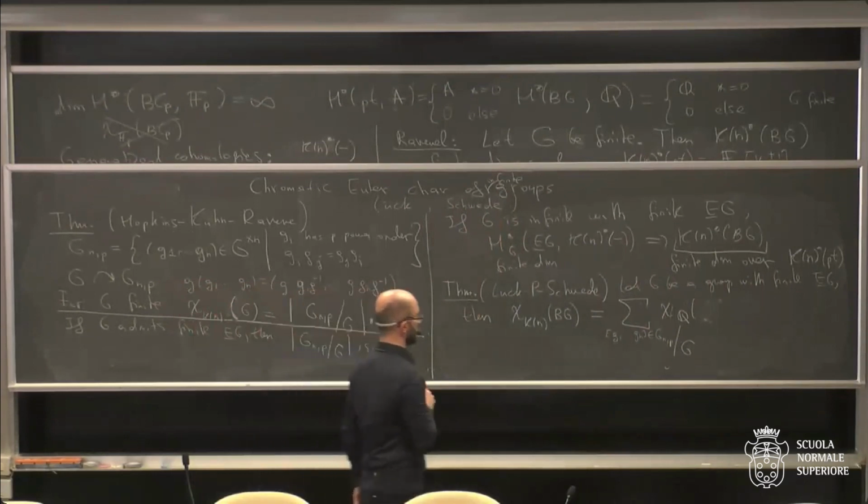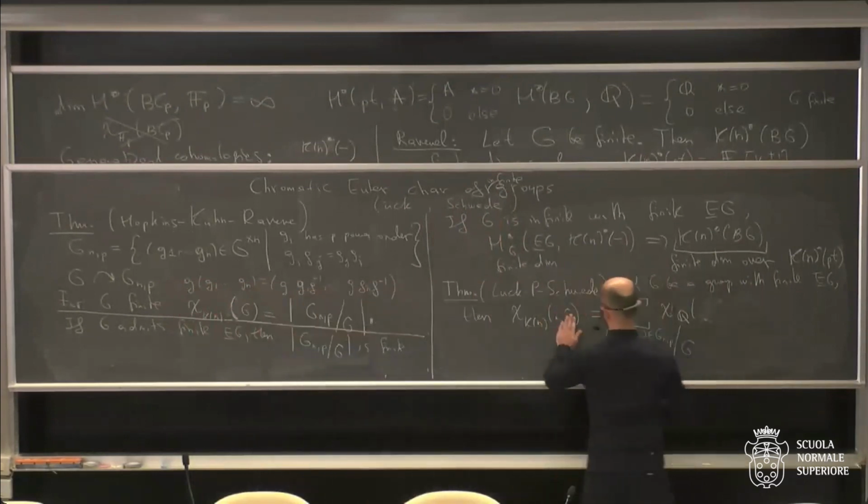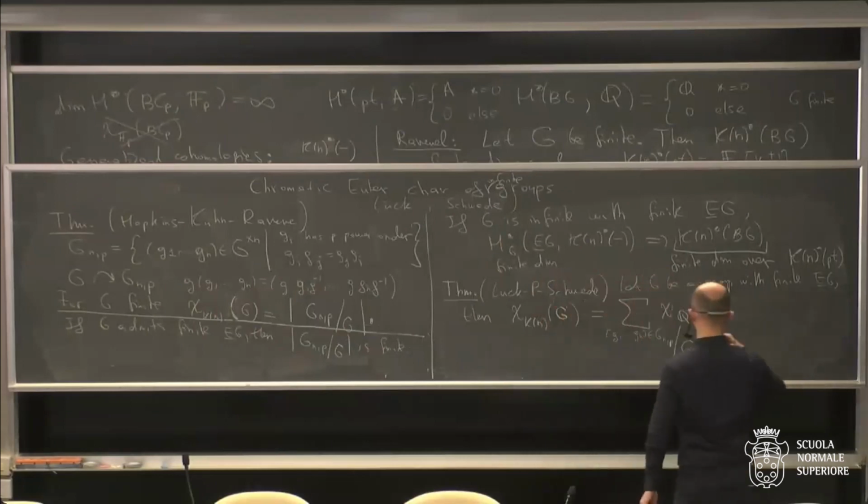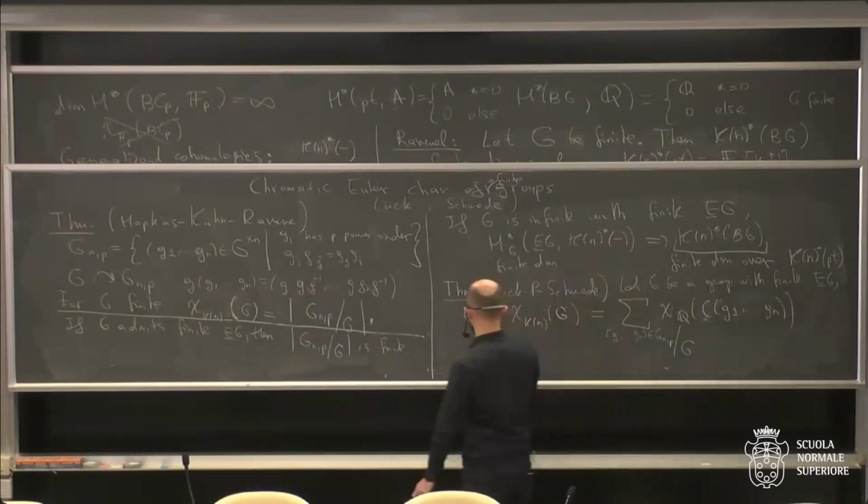Okay, so here is the rational, so K_n of G, which by definition, of course, is the K_n of BG. And here the centralizers of g_1 and so on, g_n. So this here is the centralizer.